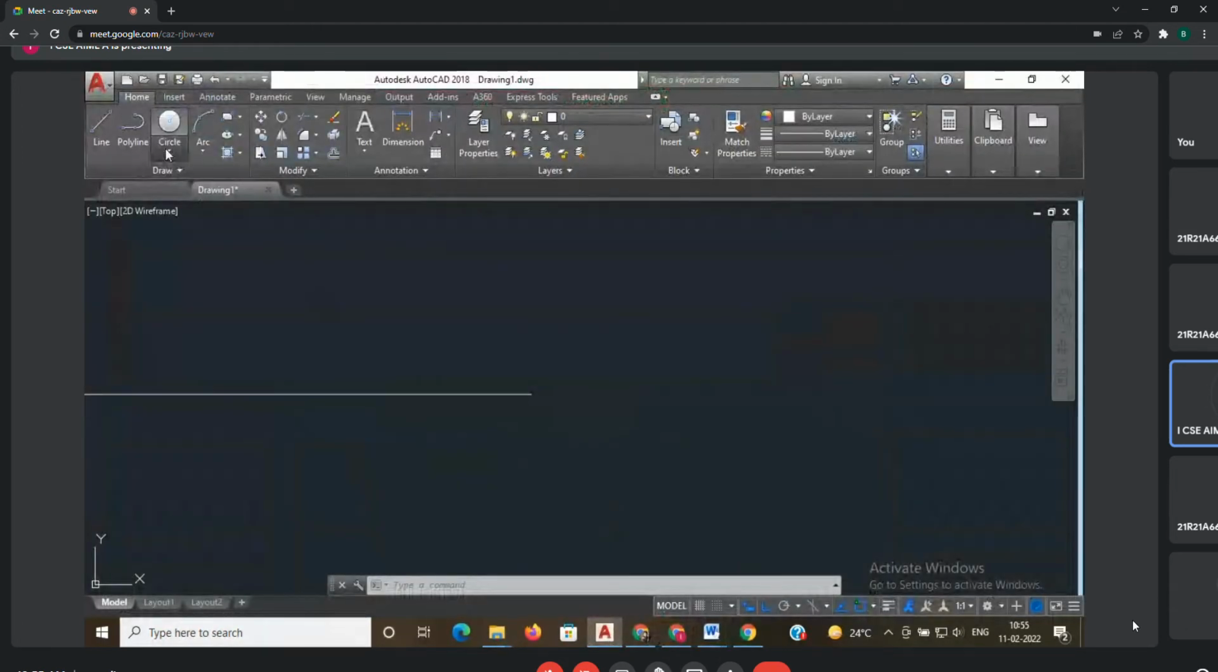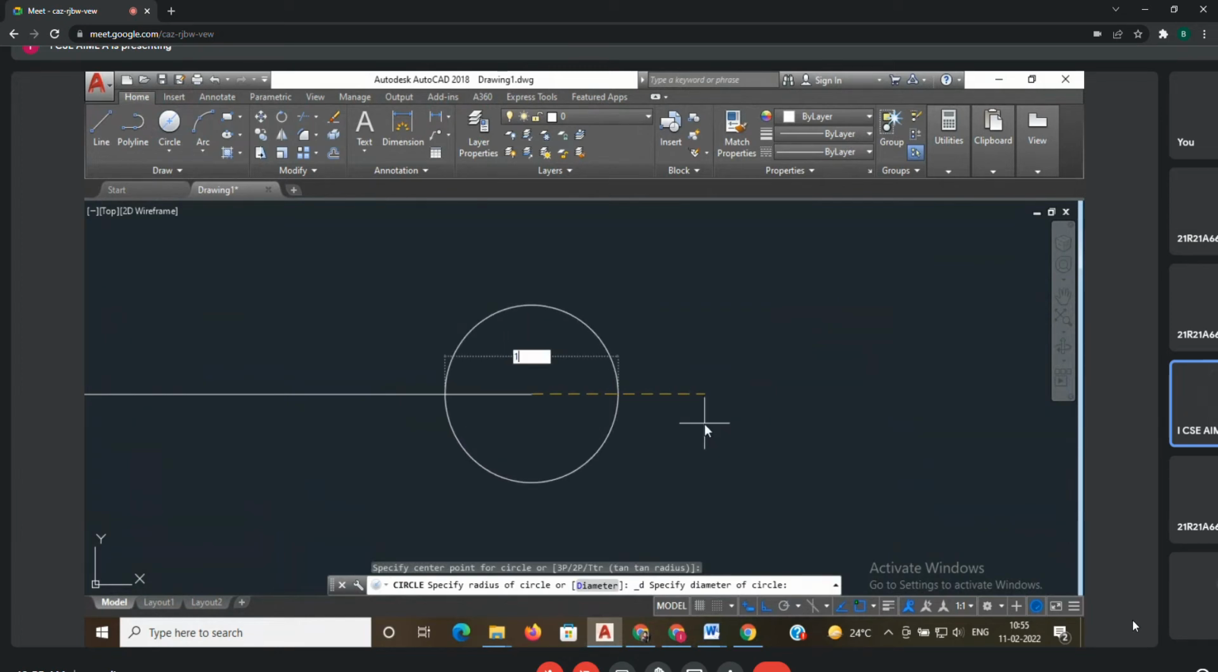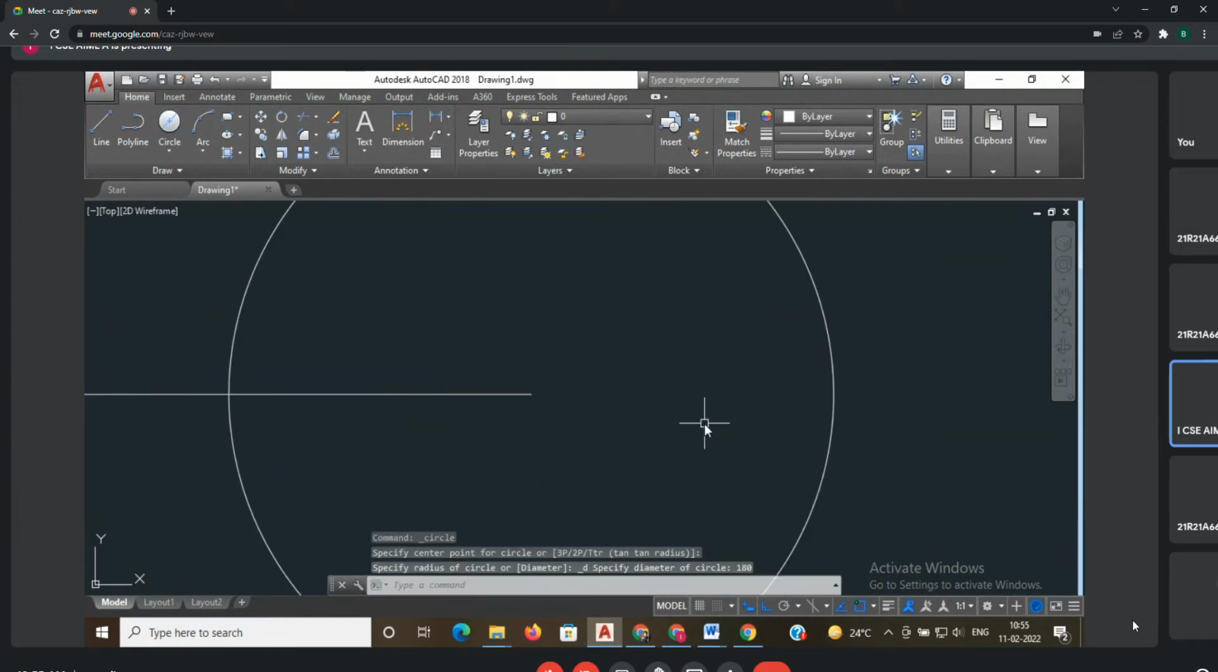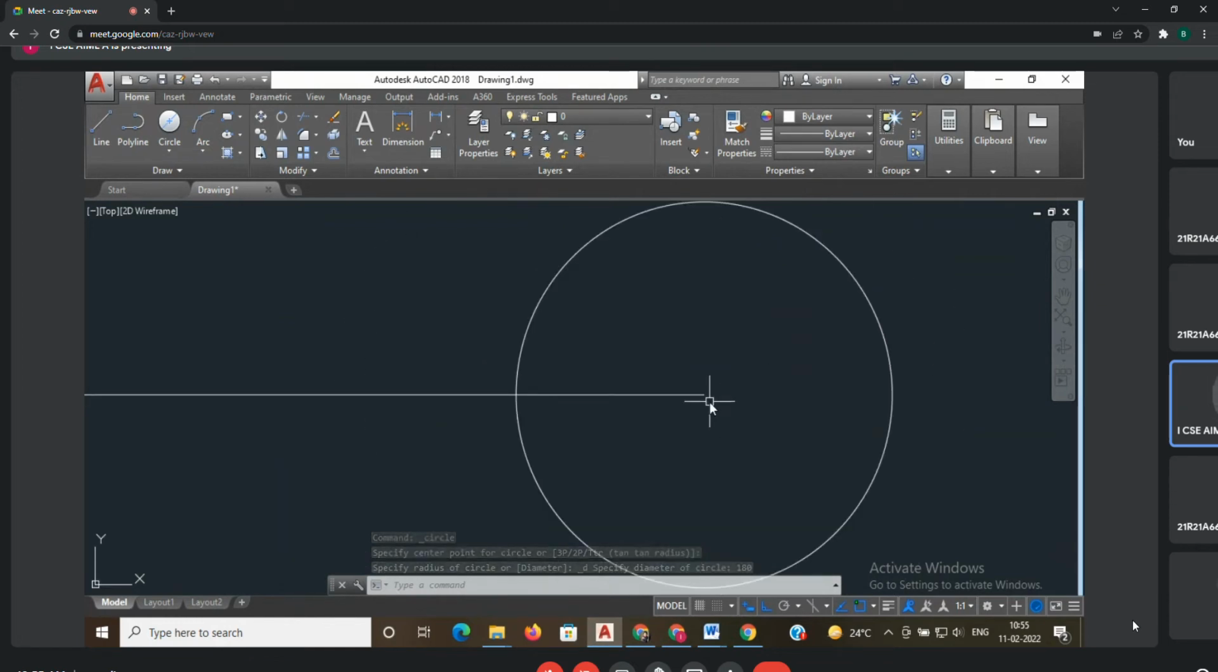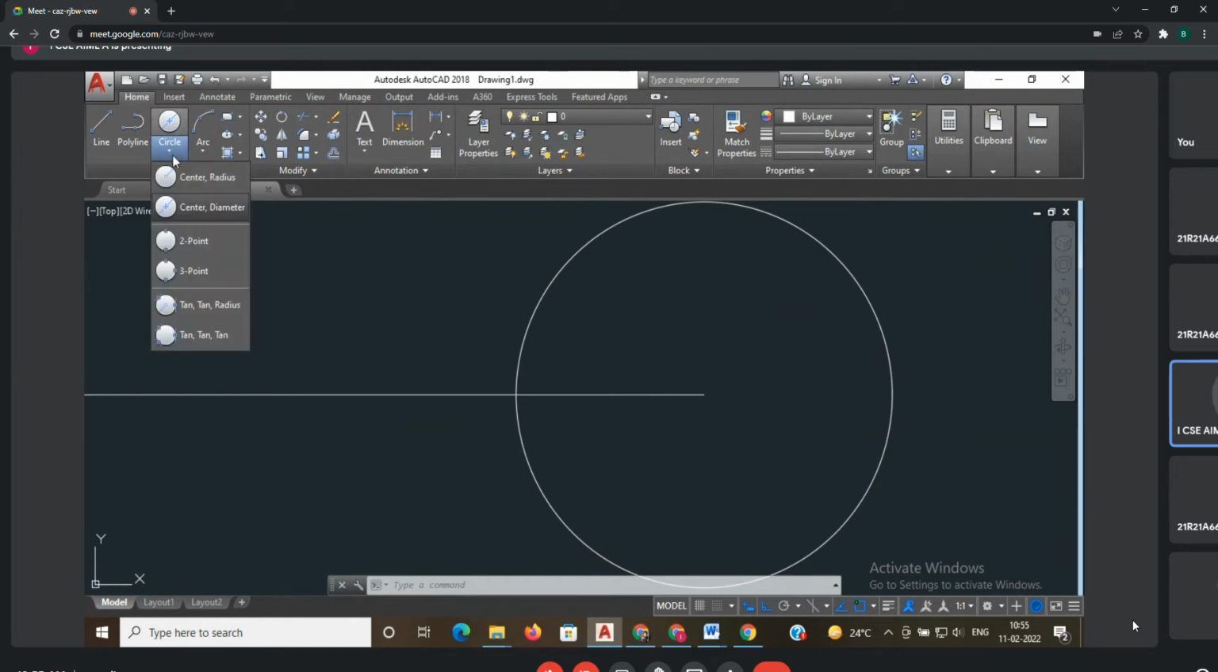Go here, circle, select center and diameter, and we have the center somewhere here. This is your center, and diameter is 180. Done. I got the directing circle with the center. Next, the rolling circle having 50 mm. But here they have given the diameter. Which method do I have to select from the circle? Whether center and radius, center and diameter, or 2-point method?